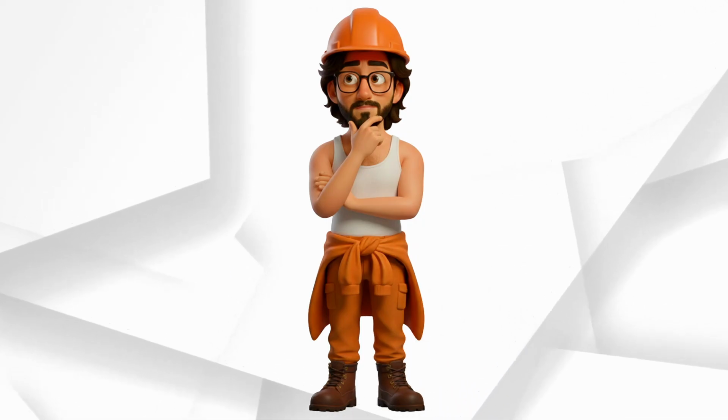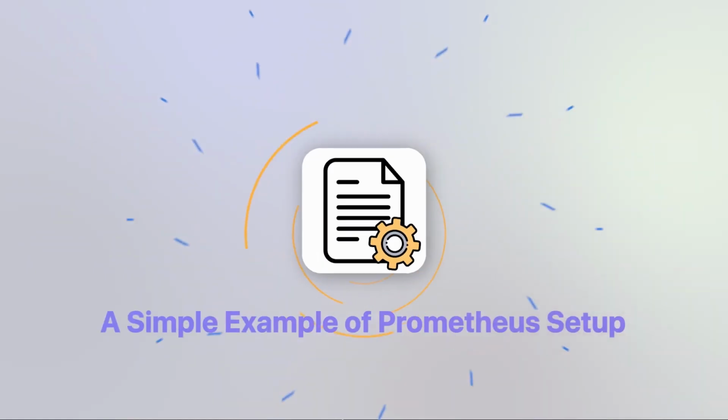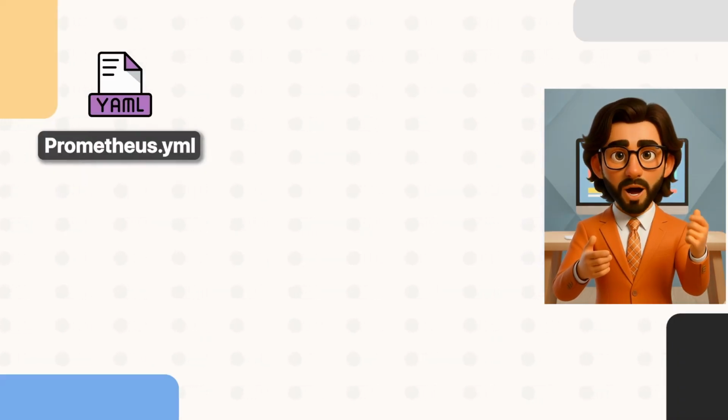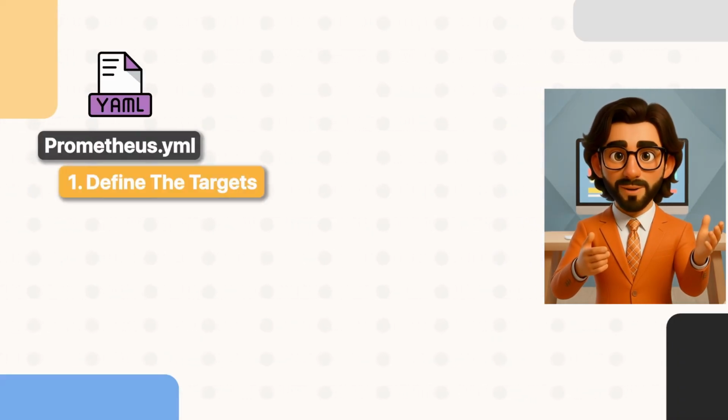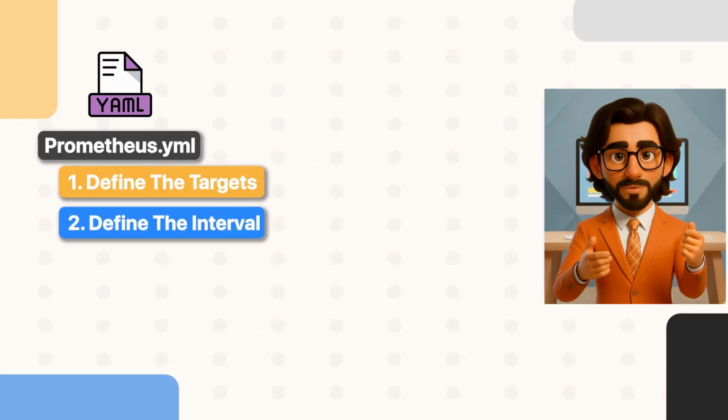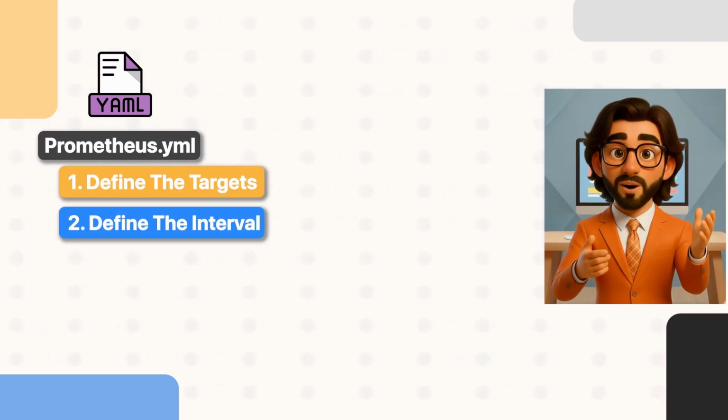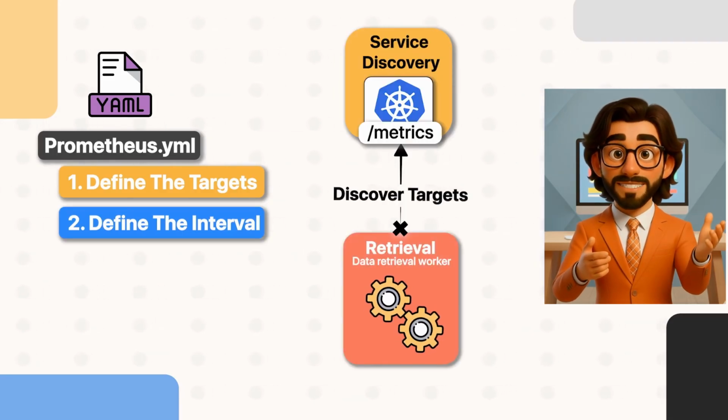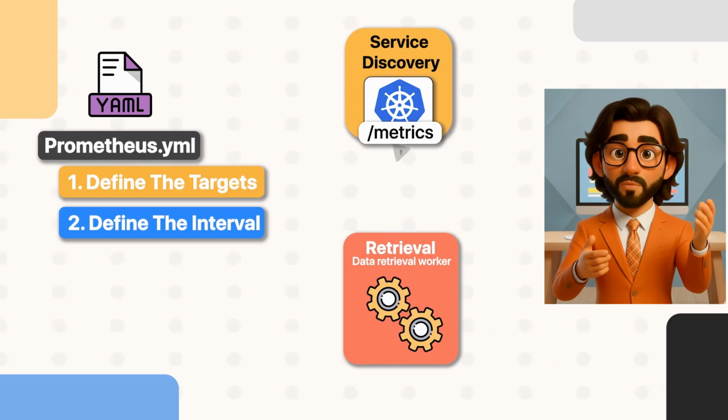To make all this work, we need to configure Prometheus. Prometheus configuration is done using a configuration file called prometheus.yml. In this file, we define the targets to collect data from and the interval of collecting data. Prometheus uses a service discovery mechanism to find target endpoints. Here is an example of a configuration file.